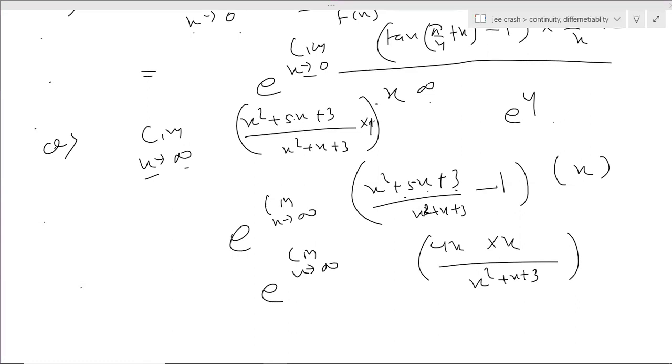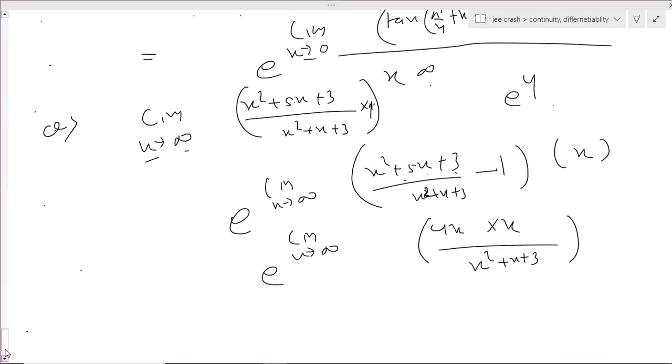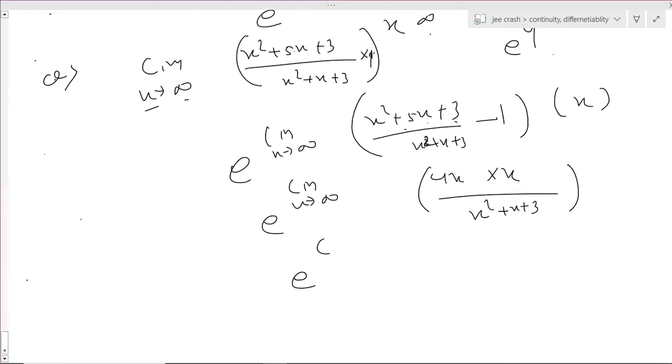Sir, after using the rule, we had to substitute infinity. Yes. So e to the power limit x tending to infinite, this is 4x square. So the differential would be 8x upon 2x. So no need to put the value of x as infinite. So 2x plus 1, right? Plus 1. All right, no worries.